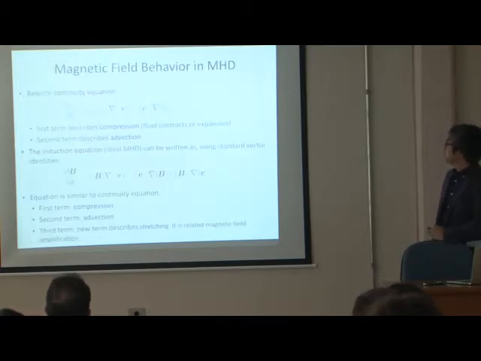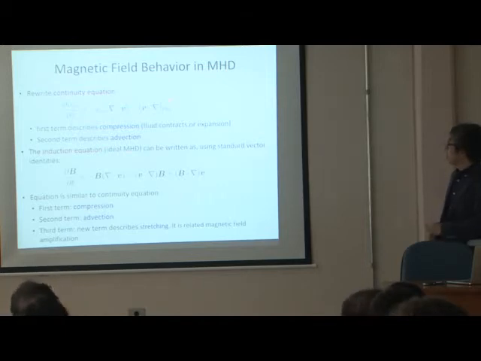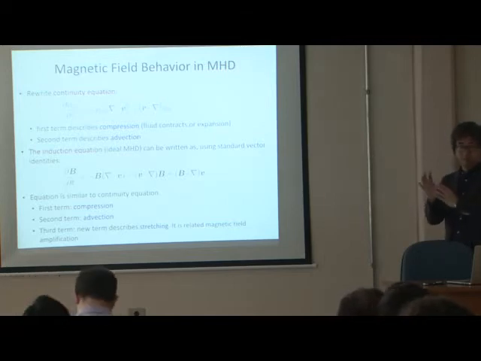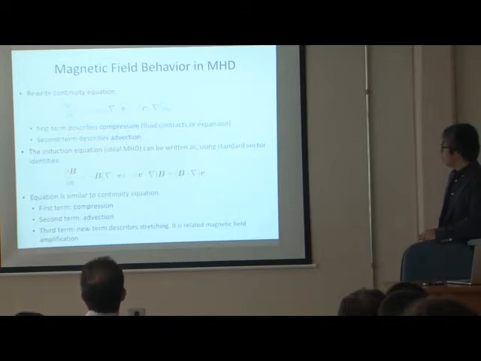Okay, so next is the rewriting of the continuity equation. This is similar to writing nabla dot V as V dot nabla. The first term describes the compression, where the fields contract or expand, and the second term describes the advection of the motion of the plasma fluid. Similarly, we can try this for the induction equation. Assuming the ideal MHD case, it can be written using a standard vector identity. So the time derivative of the magnetic field is minus B nabla dot V, minus V dot nabla, plus the B dot nabla term.